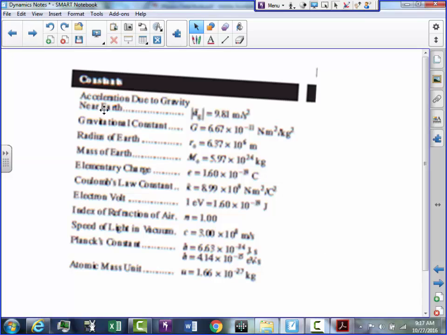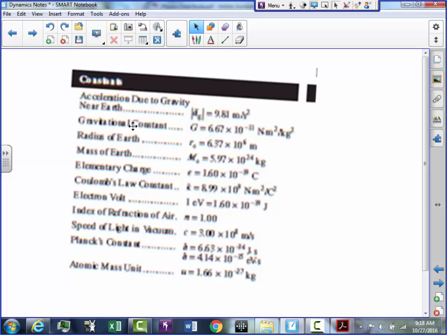The acceleration of gravity near Earth is 9.81. Again, that's the whole point of today's lesson, though. What if we're not on Earth? What if we're somewhere else in the universe? There are so many other constants we may need to use here, like eventually we'll get to elementary charges and refraction of air and speed of light and Planck's constants.